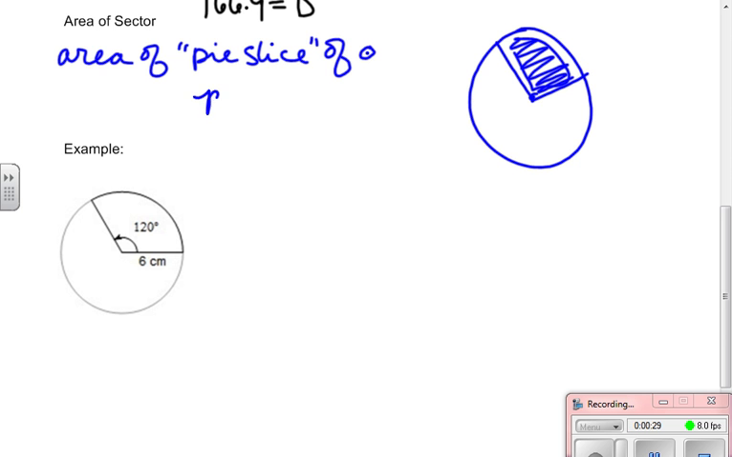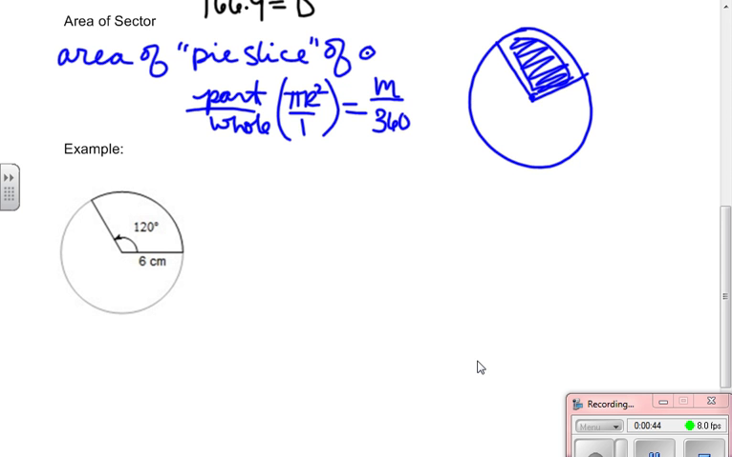So again, we're talking about what part of the whole, but since we're talking about area, we're going to multiply it by the area formula. And so again, we're going to talk about the measure of the arc over the total circle, times the area formula.